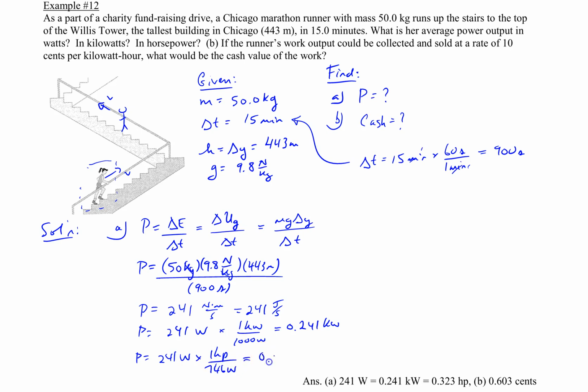Which gives you an answer of 0.323 horsepower. Okay, so now we are looking at part B, and we would like to know if you were to somehow collect the energy that she was performing, and say you were to sell it off as electrical energy, whatever way you could think of, what would be the cash value of her work done.